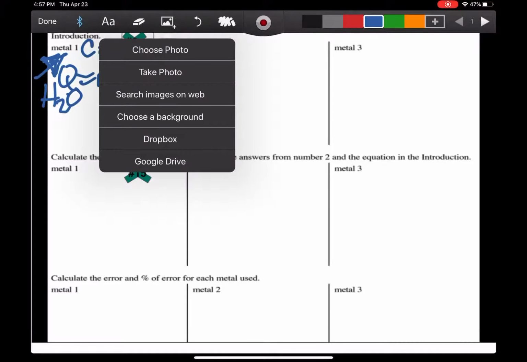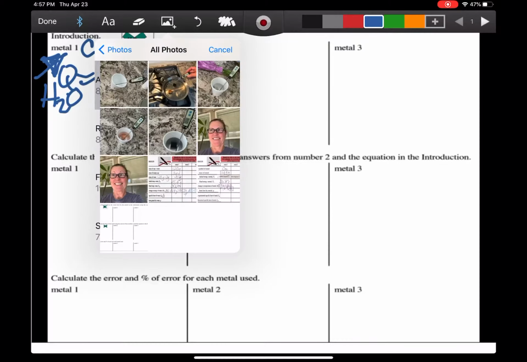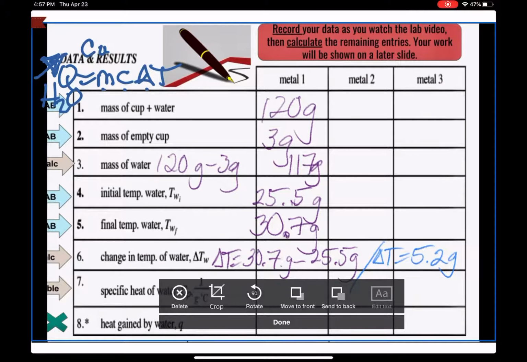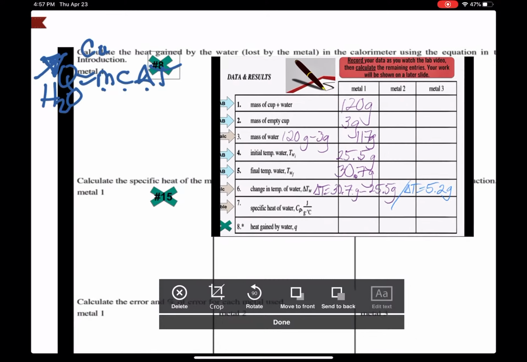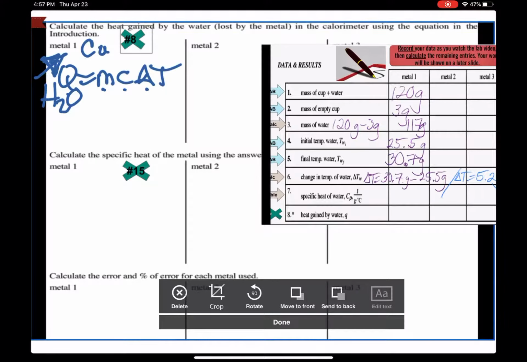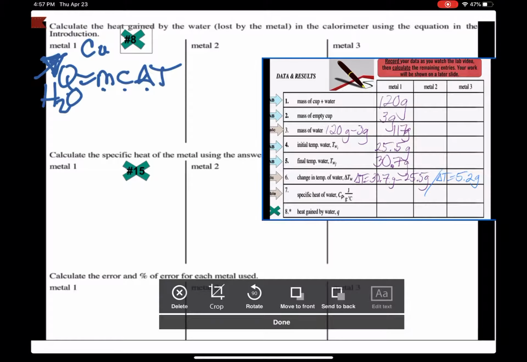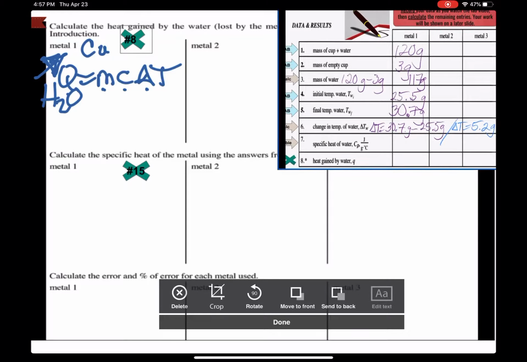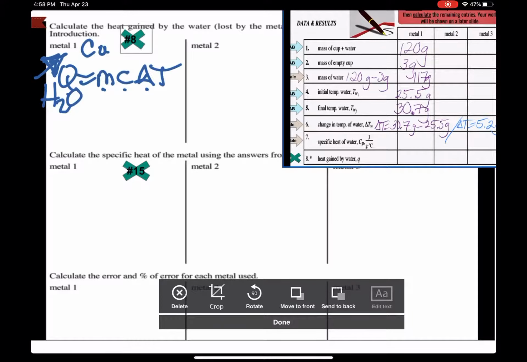I've recorded my data, so I'm going to choose a little photo here, which shows that I recorded my data. Let me see if I can move this photo over to the side here to help us. Perfect. Now we have our data table nearby for the water. I have here the mass of the cup and the water, and I subtracted the mass of the empty cup. So I got 117 grams, and that is the mass of water.